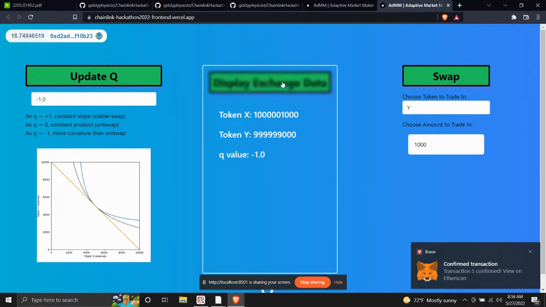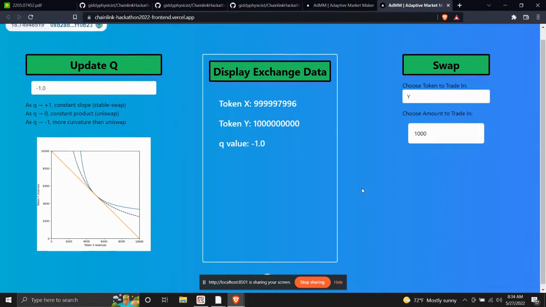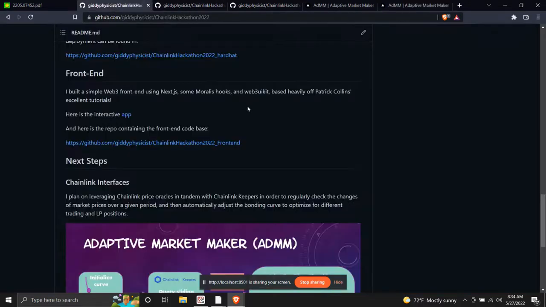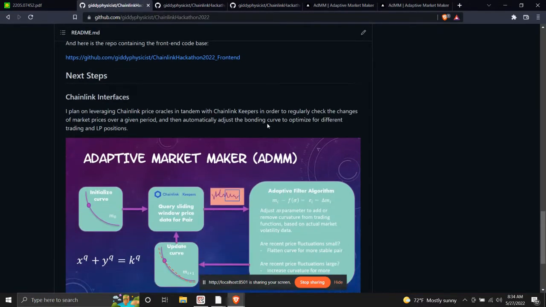All right, so that went through. And now we have different values for token X and token Y. The values that you end up getting depend on the curvature of the function that you're dealing with. So that is about it. If you have any questions, feel free to reach out.